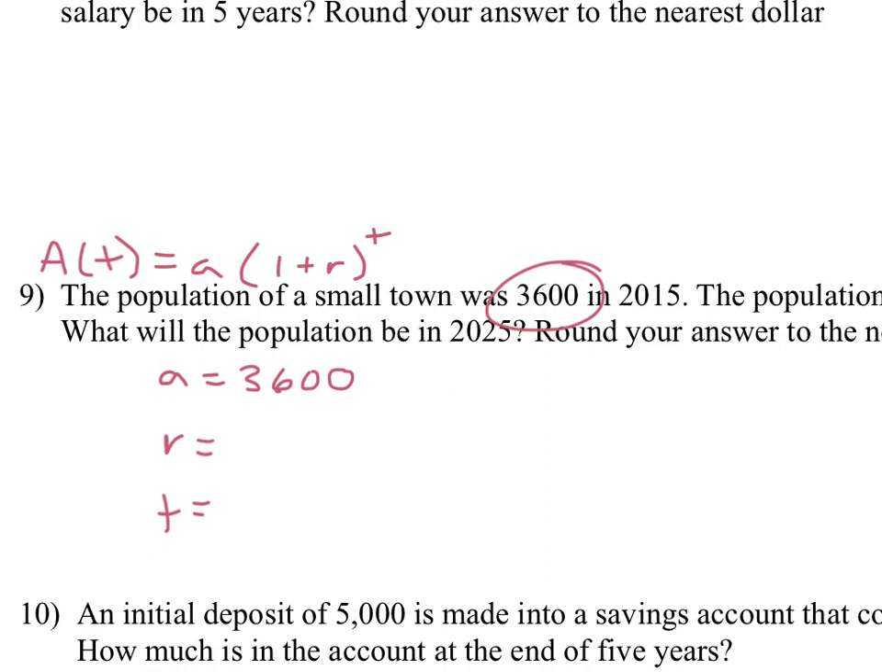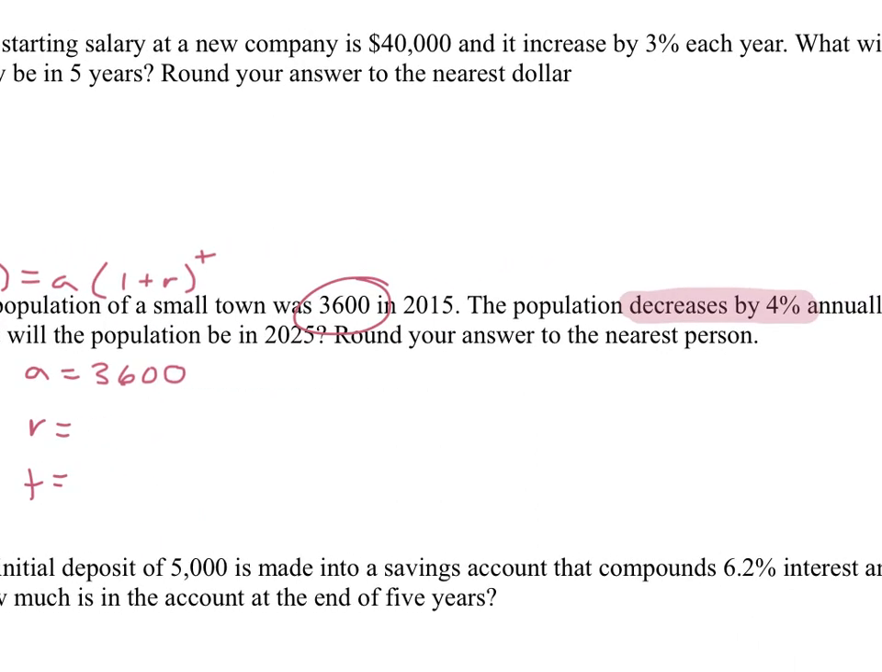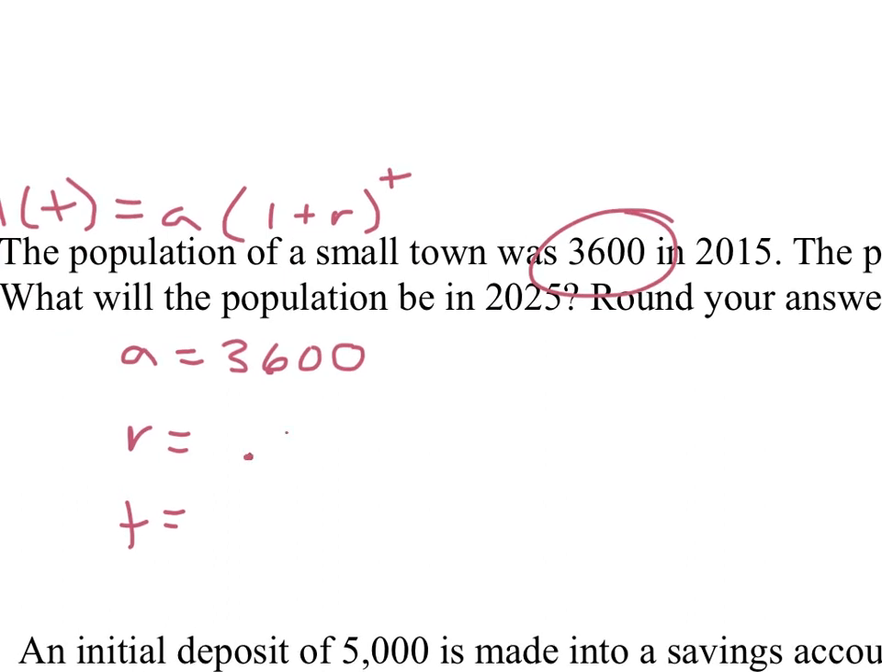Our rate, here it says decreases by 4%. So usually we would just say 0.04 is our rate, but here since it decreases, we're going to say minus 0.04. And our time is from 2015 to 2025. So in that time we have 10 years. So our t is 10.